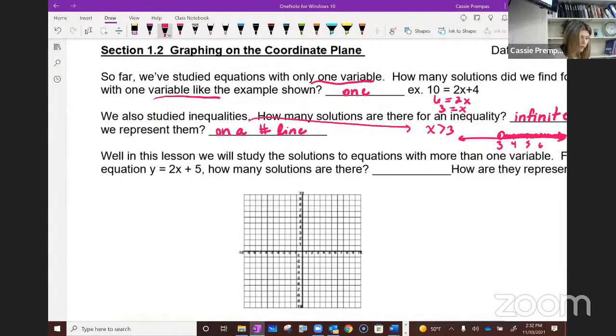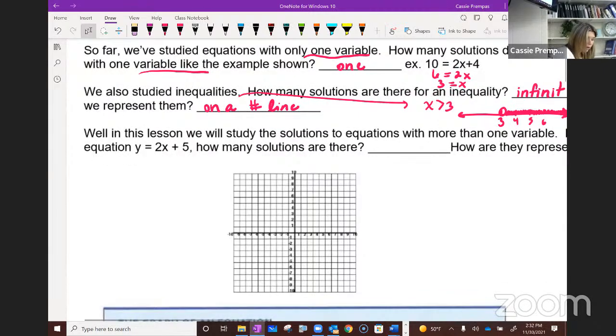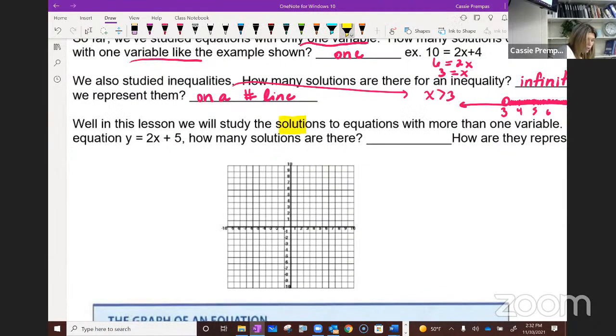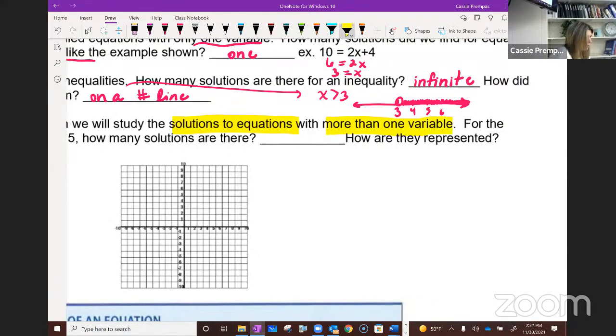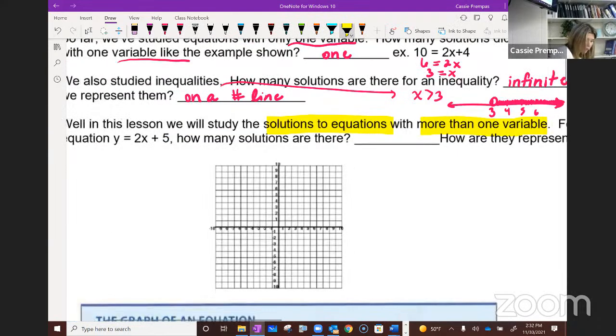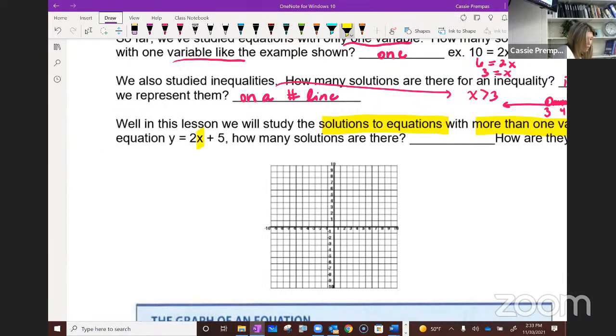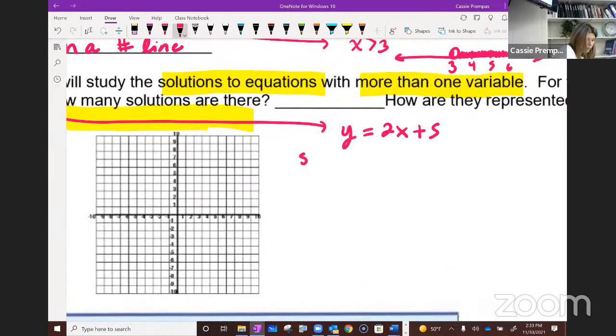Now, for the remainder of Algebra 2, we are going to study solutions to equations, and this is really key, with more than one variable. For example, here's an equation that has two variables, x and y. If you're asking how many solutions there are to this equation, let me give you some examples to help you think through this. I'm going to copy this over here: y equals 2x plus 5. And I'm going to give you some solution examples.